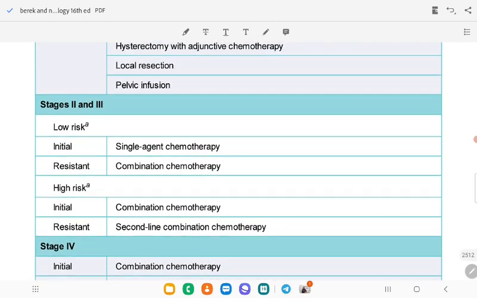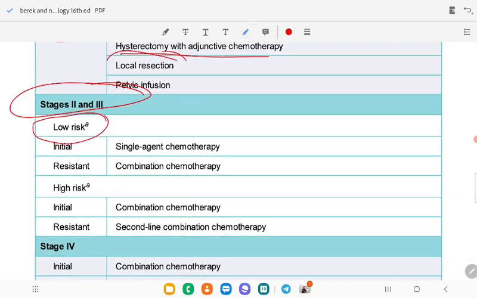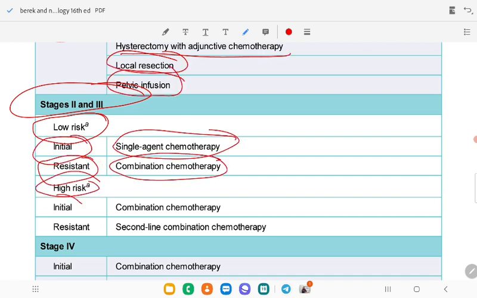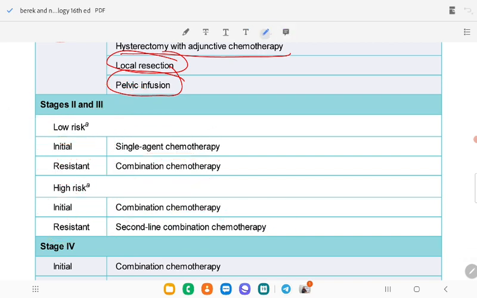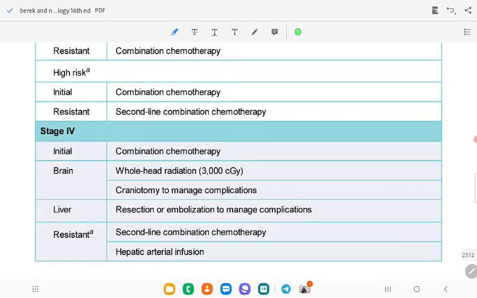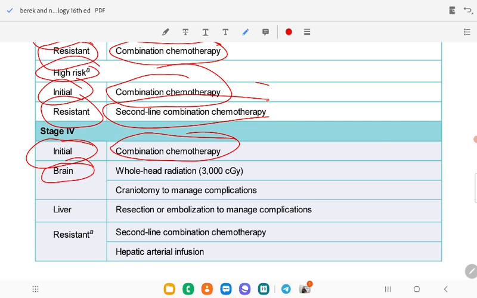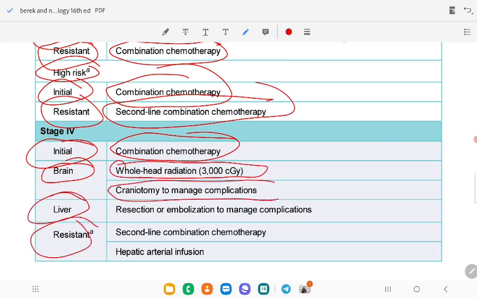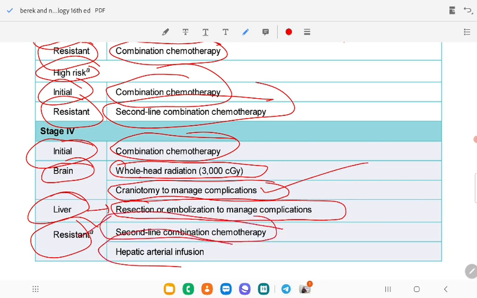Stage 2-3 is based on low risk and high risk. If it is low risk, initial treatment will be single agent, and resistant disease will get combination. If it is high risk, initial treatment is combination, and resistant disease will get second line combination. Stage 4 is already high risk, so initial combination chemotherapy. If it is brain metastasis, depending on the site of metastasis, we will treat the brain with whole brain radiation or craniotomy to manage the residual tumor and bleeding complications; for the liver, resection or embolization to manage complications. If resistant, second line combination chemotherapy or hepatic arterial infusion.